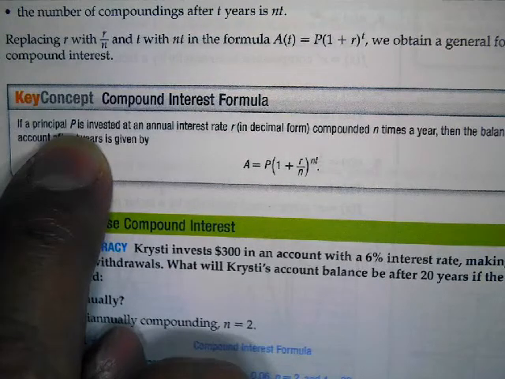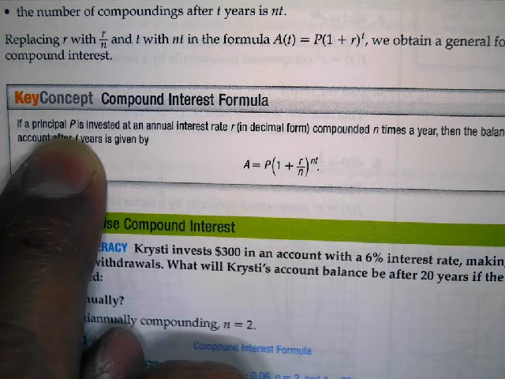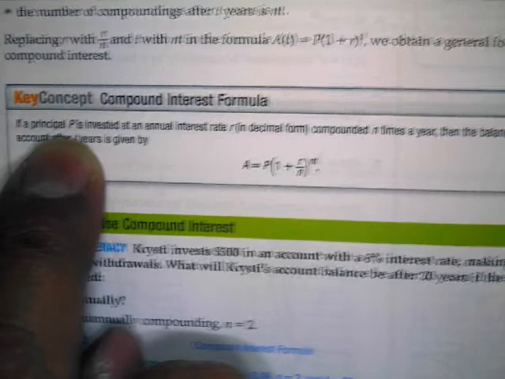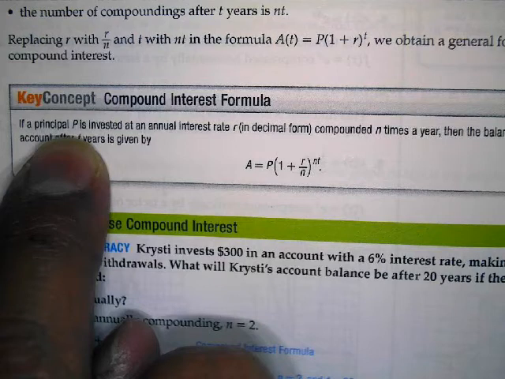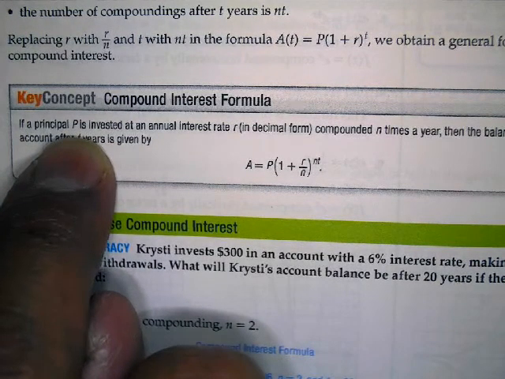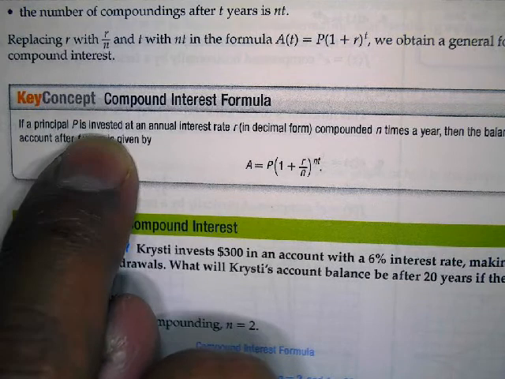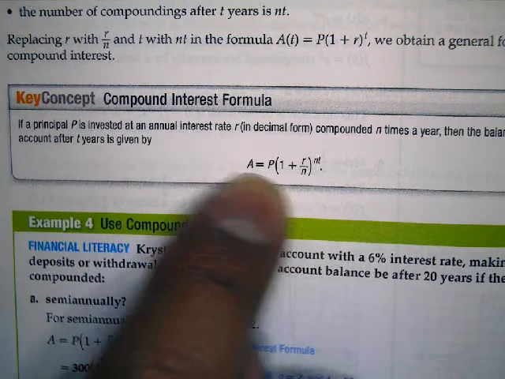If principal P stands for principal, not principal like Mr. Balderas, our high school principal. No. Principal is talking about the money. Whatever money you're going to be investing or you're going to put into this account, that's what the principal is, whatever this is, your P. If principal P is invested, so where do you put that money? Well, right here for the letter P.